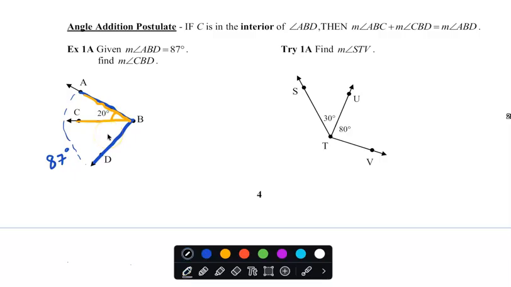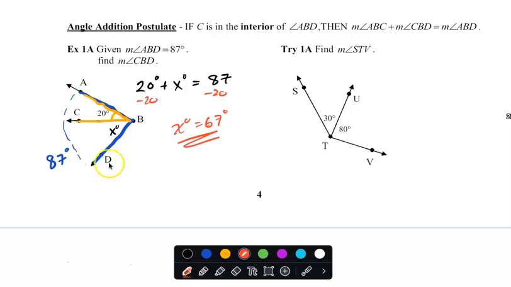So, angle addition postulate. 20 plus, let's call this angle X, will equal 87, right? This angle here plus this angle here is going to equal the whole angle. Let's do a little math. Minus 20, minus 20. X is equal to 67. Yay, algebra.